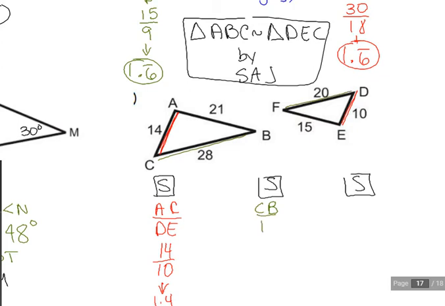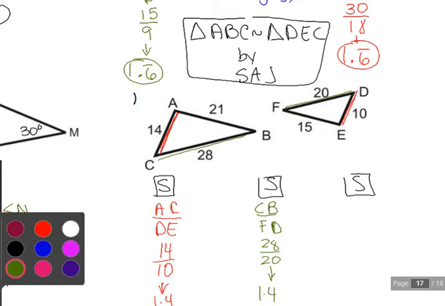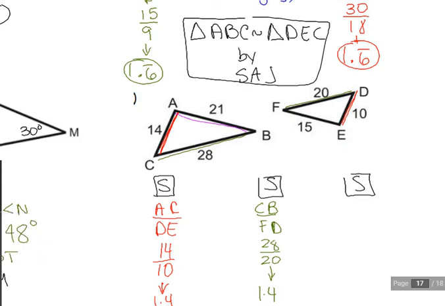So 28 divided by 20, that's also 1.4. Oh man, this is looking good. All right, last sides, AB, medium side, big triangle, FE, medium side, small triangle. So 21 and 15. 21 divided by 15, is it 1.4? Oh yeah, it is, look at that.